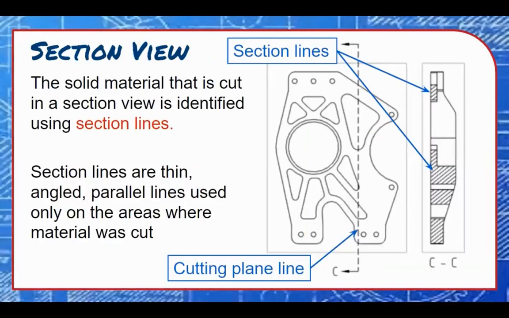Section lines indicate where the solid material of an object has been cut to reveal a section view. These are thin, angled, parallel lines. They should not be drawn parallel or perpendicular to any of the object edges that they meet, and the same angle and spacing should be used throughout a piece of material, even when the cut areas are disconnected by non-cut areas.